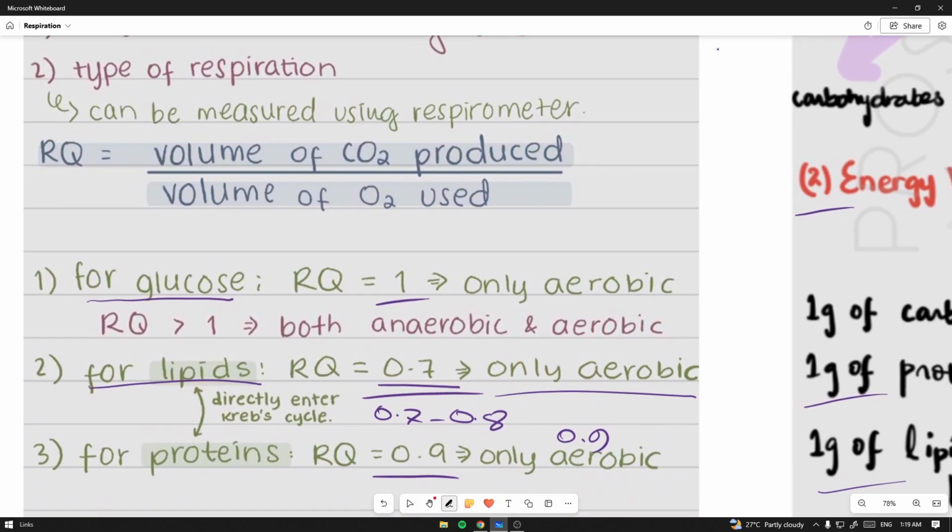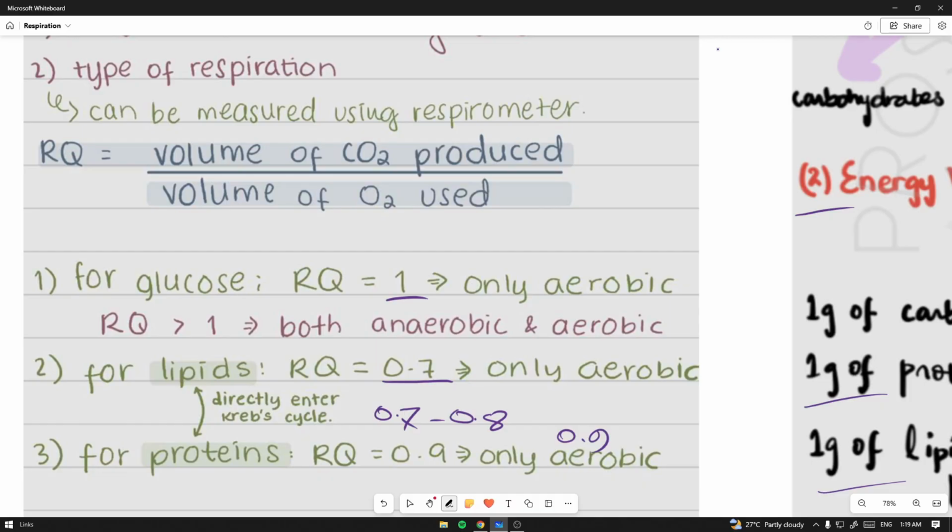Here are some RQ values for the type of substrate being used. For glucose, the RQ is 1. You have to memorize this, by the way. For lipids, the RQ is 0.7. The accepted range is 0.7 to 0.8. This is only aerobic. For proteins, RQ is 0.9, only aerobic.